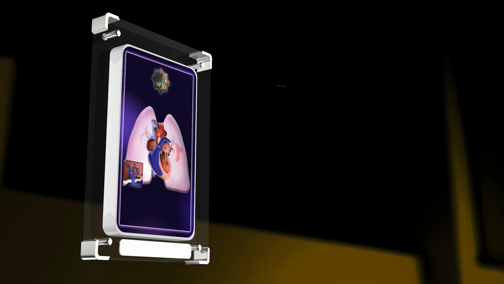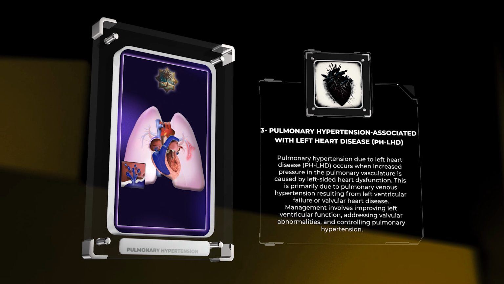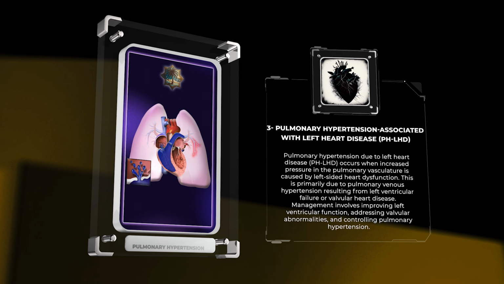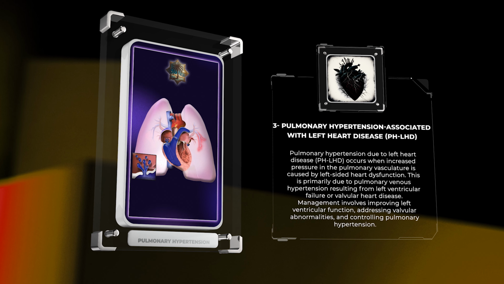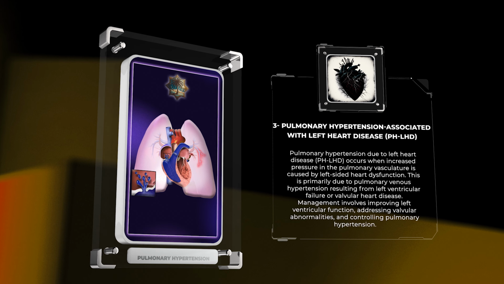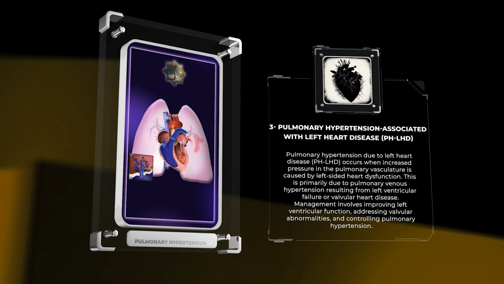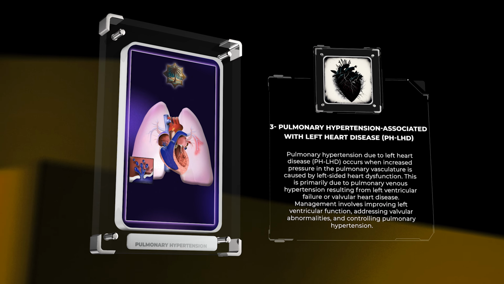Pulmonary hypertension due to left heart disease, PH-LHD, occurs when increased pressure in the pulmonary vasculature is caused by left-sided heart dysfunction. This is primarily due to pulmonary venous hypertension resulting from left ventricular failure or valvular heart disease. Management involves improving left ventricular function, addressing valvular abnormalities, and controlling pulmonary hypertension.